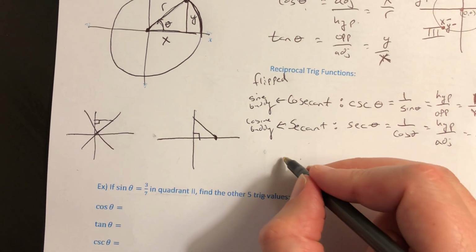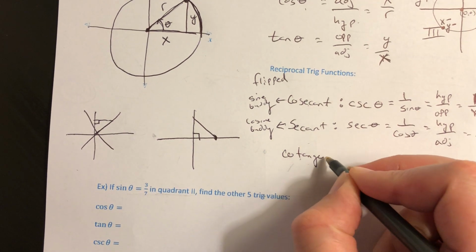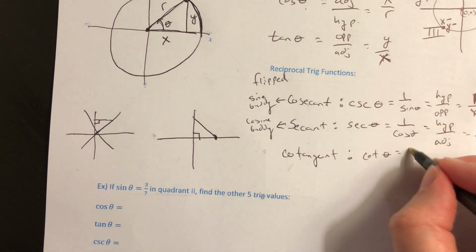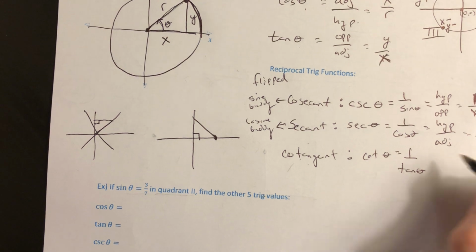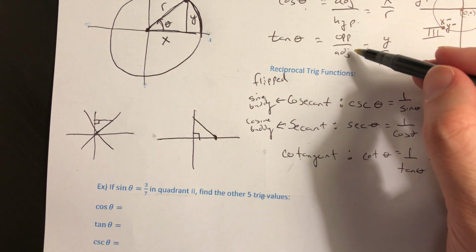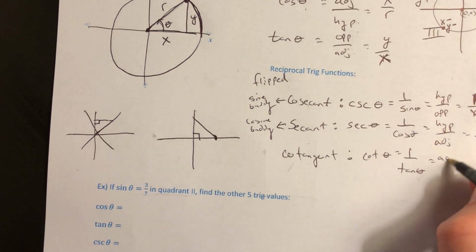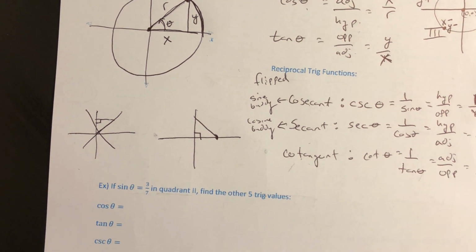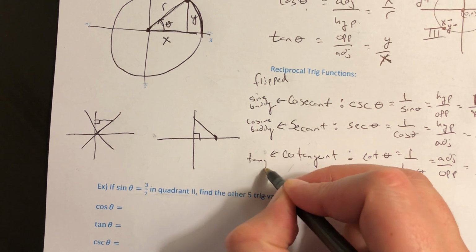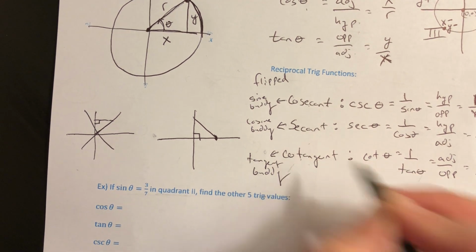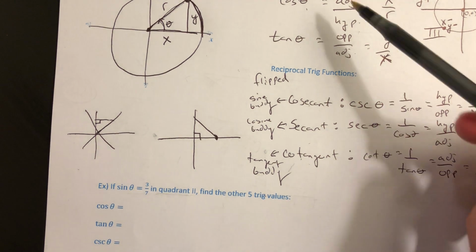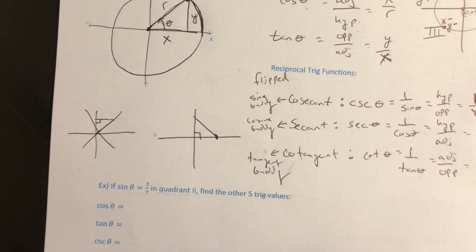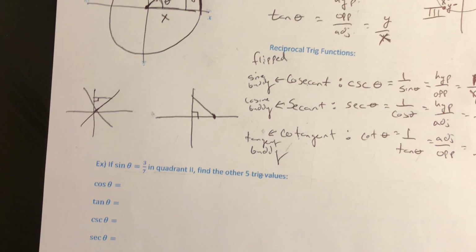The last one is the easy one to remember because it's cotangent, and this is COT, and this is 1 over tangent of theta. And what's the reciprocal of tangent? Well, instead of opposite over adjacent, it'd be adjacent over opposite, which would be x over y. And this is tangent's buddy. So usually what we end up doing is we find our sine, cosine, and tangent and then take the reciprocals afterwards. Okay, so let's look at an example here.